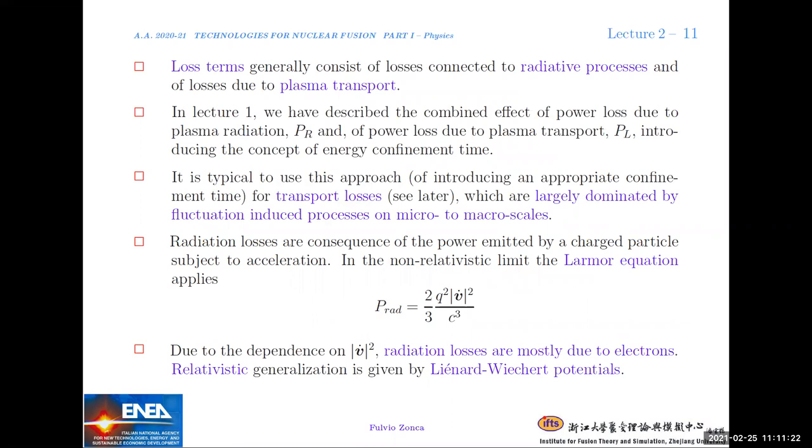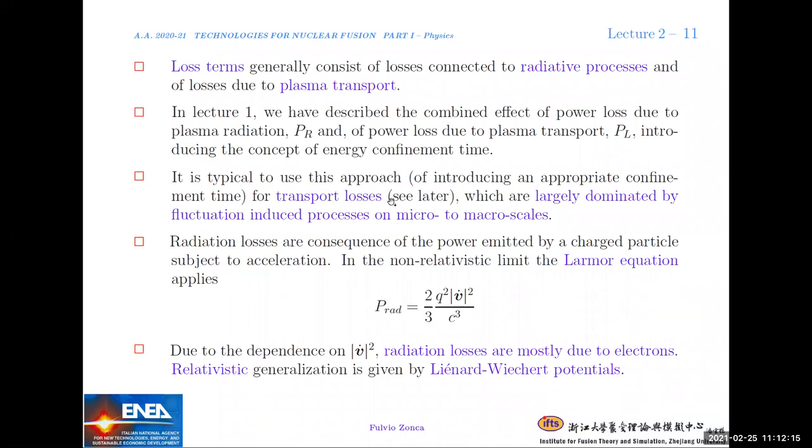So having spoken about the additional power schemes, let's speak about the loss terms. Generally, the losses are connected, as I said yesterday, either with the radiative processes or the losses due to plasma transport. So of course, what we did in lecture one is combine these two loss terms and describe them through the introduction of the concept of the energy confinement time, which is what we also did today for calculating the stability of the ignition condition. So it is typical to use this approach, especially for the transport losses.